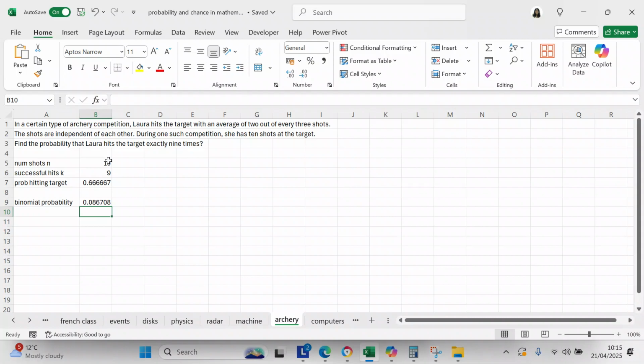So you've got the number of shots, which is expressed as N, is 10. You've got the successful hits, which is expressed as K, is 9. And you've got the probability of hitting the target is 2 divided by 3. And so the binomial probability for this is going to be binom.dist(B6, B5, B7, false). And you've got 8.67% probability.